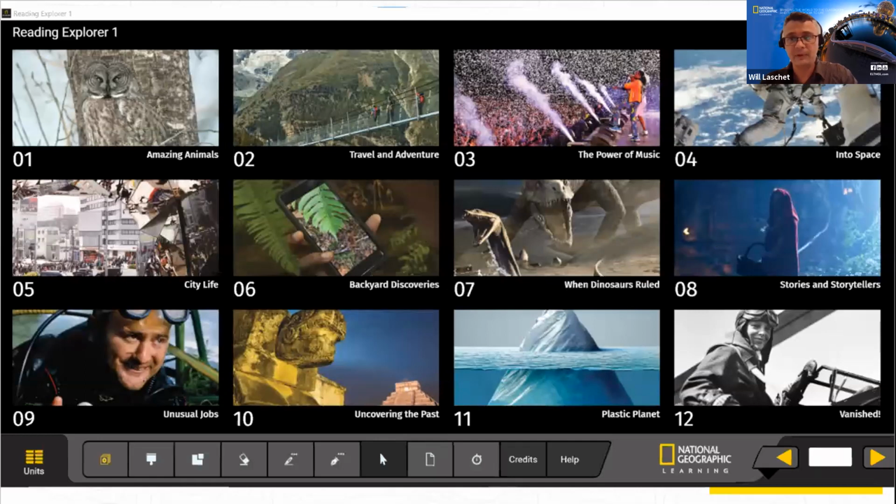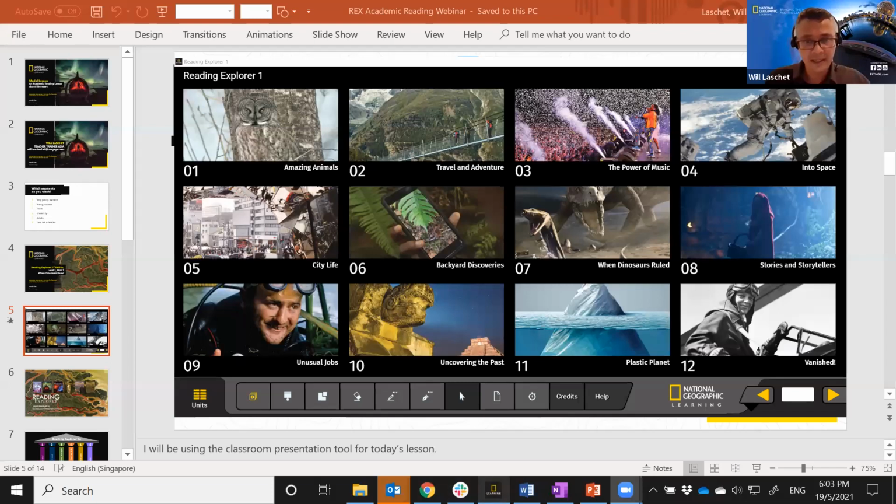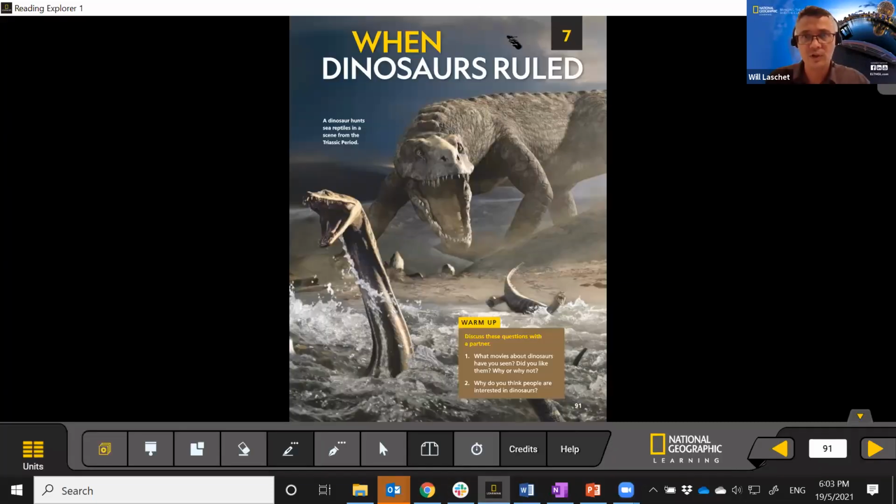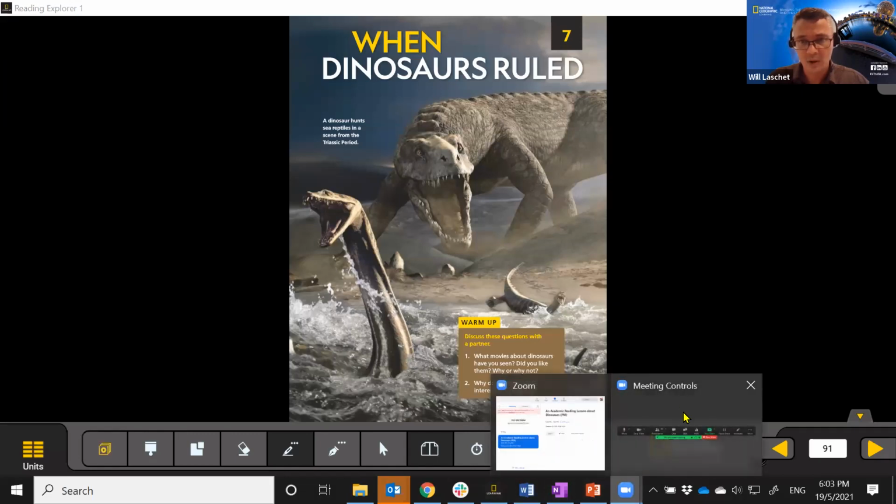So we're going to swap over and have a look at the Classroom Presentation Tool and start the lesson. So I'm just going to stop sharing for a second, and I'm going to do a new screen share. So just give me a few seconds while I sort that out. Okay, and go over to here. So you should be looking at a different screen now. We're not on my PowerPoint anymore.